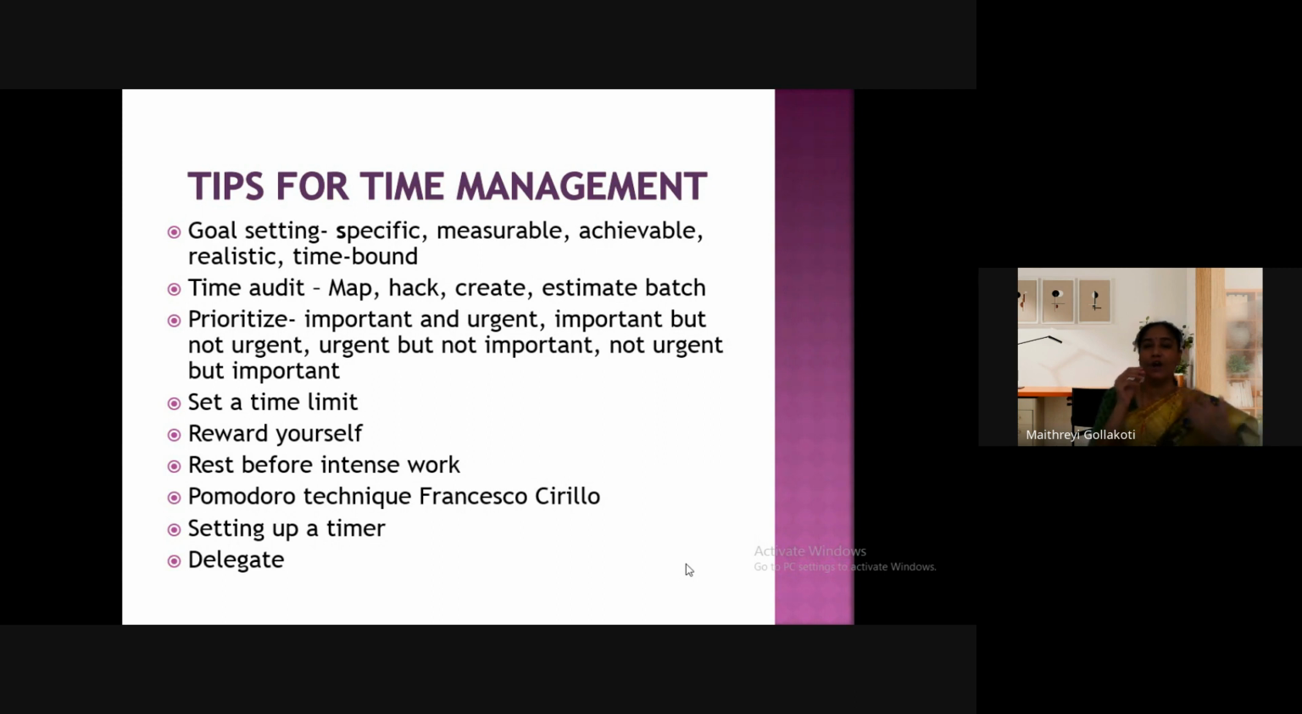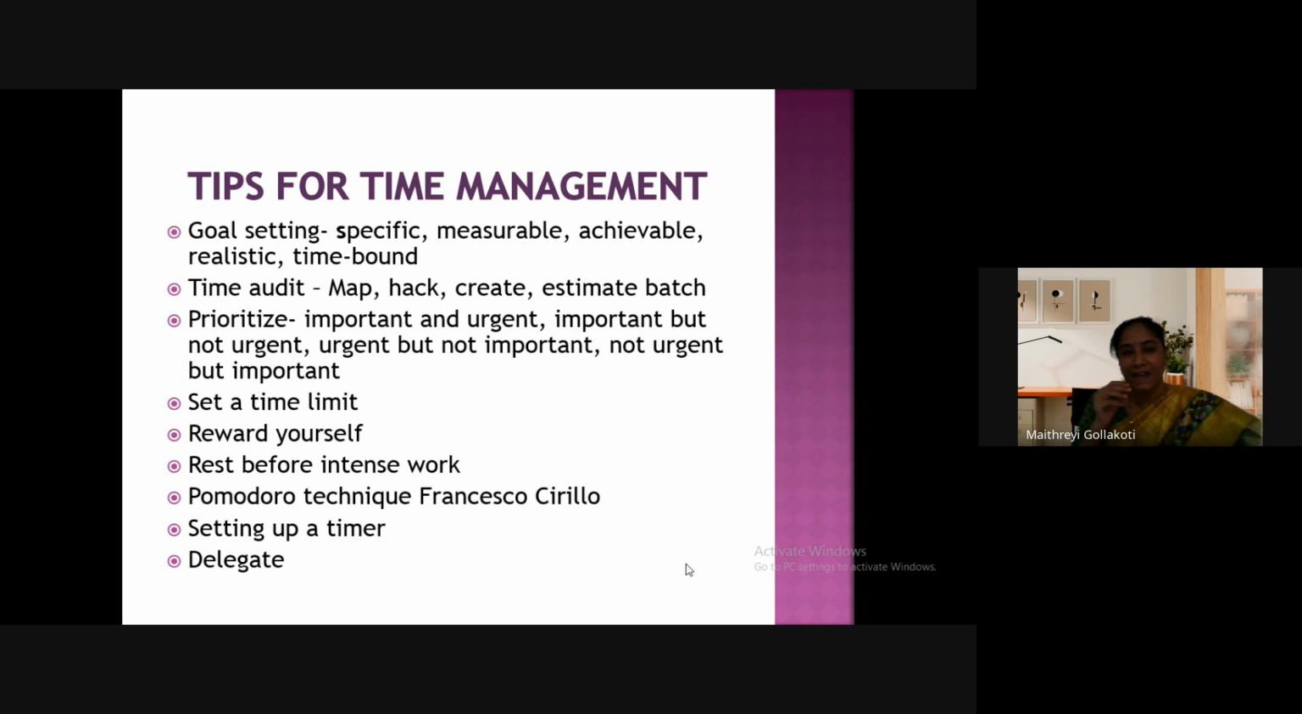Okay. Reward yourself. Now, this is also important, isn't it? Whenever we finish a task, celebrate. Celebrate with a chocolate, celebrate with a fruit, celebrate with a cup of tea with your friend, something like that. Something which will lift your mood, something which will make your stress less.